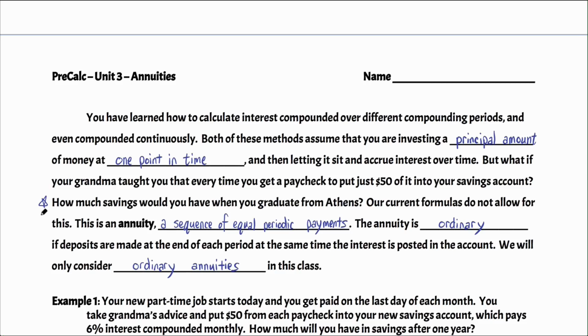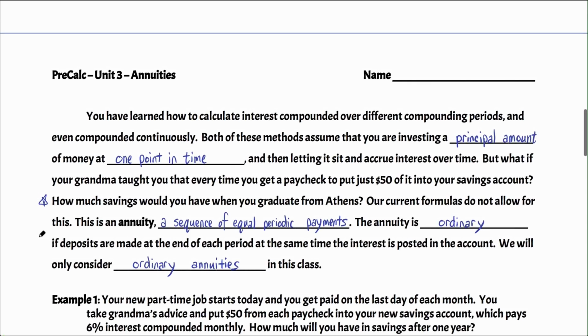This is an annuity, which is a sequence of equal periodic payments. The annuity is ordinary if deposits are made at the end of each period, at the same time the interest is posted in the account. We will only consider ordinary annuities in this class. All right, so let's look at an example.